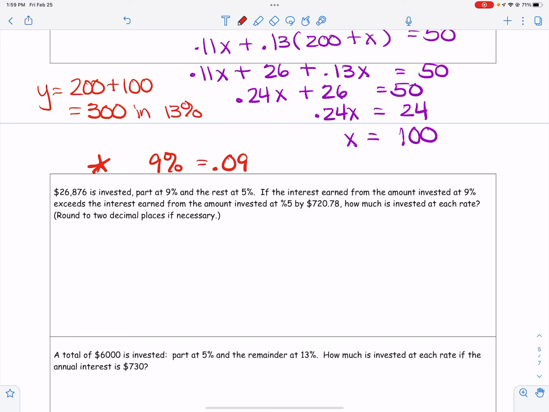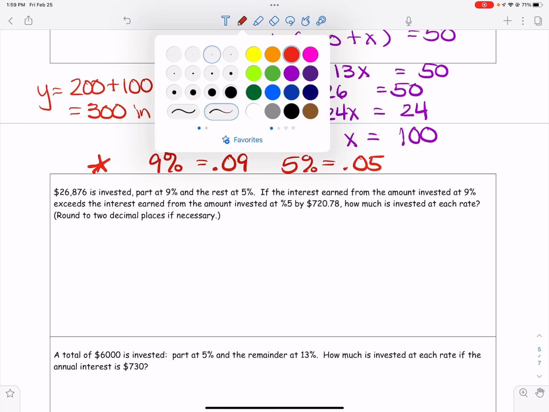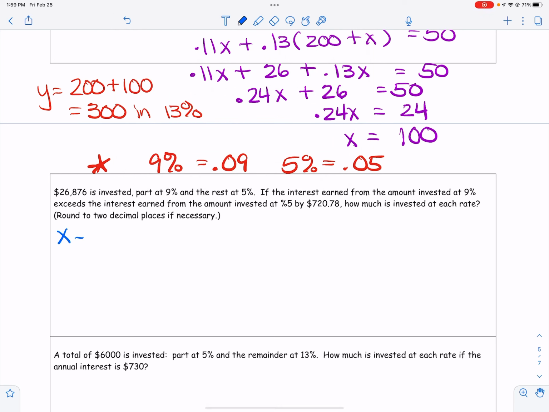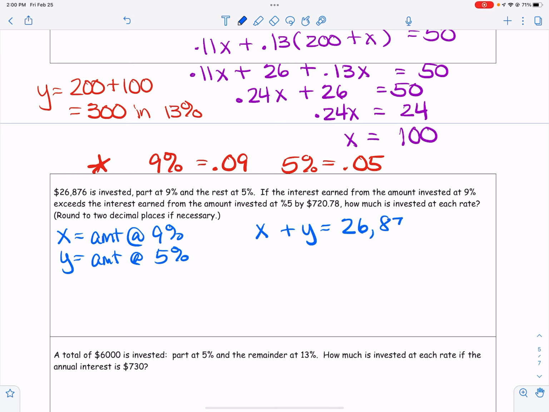For this next one, I want you to make sure that you know 9% as a decimal is 0.09 and 5% as a decimal is 0.05. If you use 0.9, that's 90%. If you use 0.5, that's 50%. That's going to be too much. So we've got our accounts. I'm going to let x be the amount at 9% and y be the amount at 5%. We know that those two amounts have to add up to the total amount that she invested.